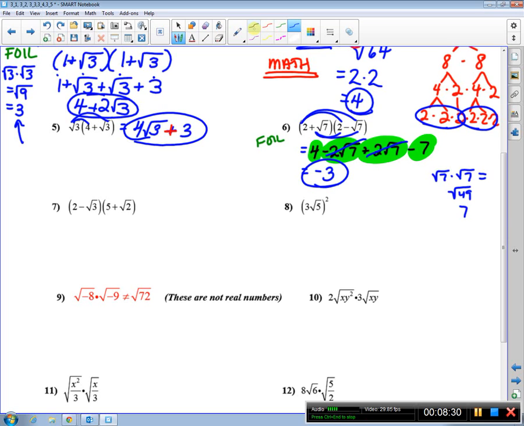Okay, here's another FOIL. 2 times 5. 2 times radical 2.